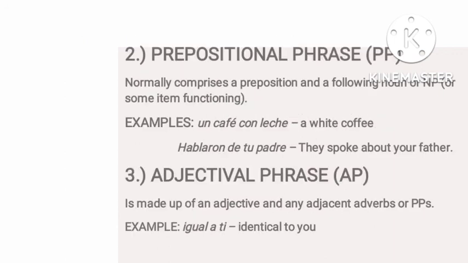The second one is the prepositional phrase or PP. It normally comprises a preposition and the following noun or NP or some item functioning as one. The third one is the adjectival phrase or AP. It is made up of an adjective and any adjacent adverbs or PPs.